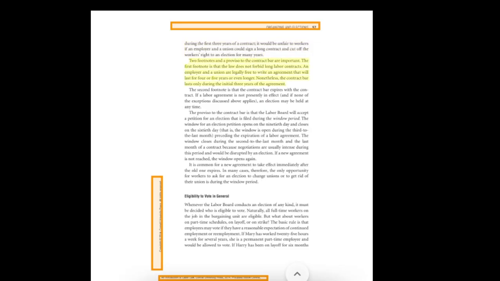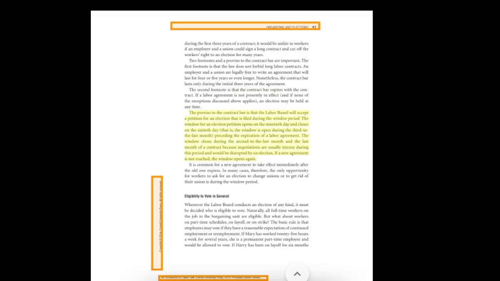Two footnotes and a proviso to the contract bar are important. The first footnote is that the law does not forbid long labor contracts. An employer and a union are legally free to write an agreement that will last for 4 or 5 years or even longer. Nonetheless, the contract bar lasts only during the initial 3 years of the agreement. The second footnote is that the contract bar expires with the contract. If a labor agreement is not presently in effect, and if none of the exceptions discussed above applies, an election may be held at any time.